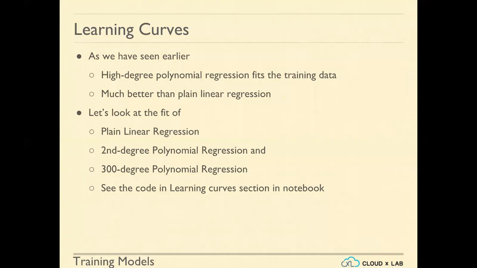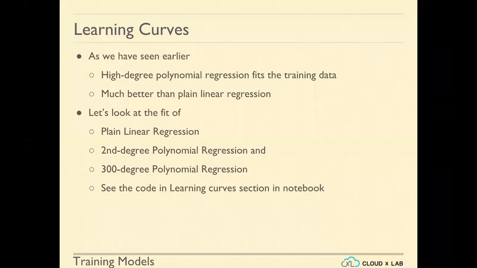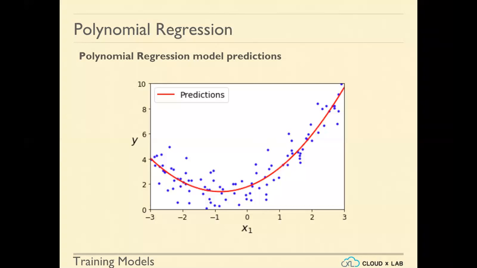But tackling overfitting is hard because of many reasons. So we'll go into more detail about how to tackle overfitting problems. We'll talk about regularization and other parts. So we had talked about this part, and let me just go over it again. As we've seen earlier, high degree polynomial regression fits the training data much better than linear regression. In this case, the second degree polynomial fits really well.